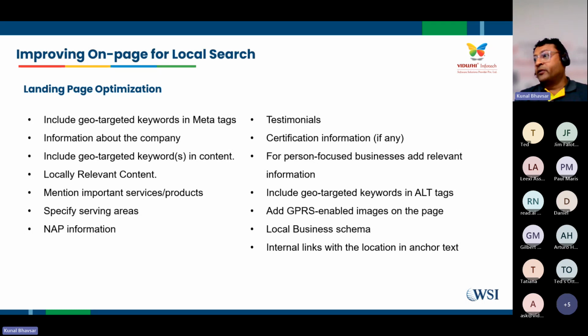If your business is person focused, then you could add relevant information about the person, for example, a lawyer or dentist. Again, we could include geo-targeted keywords in alt tags. It is also a best practice to add GPS enabled images on the pages. We could also help Google to understand our services by adding local business schema. We can add internal links with the location in anchor text.